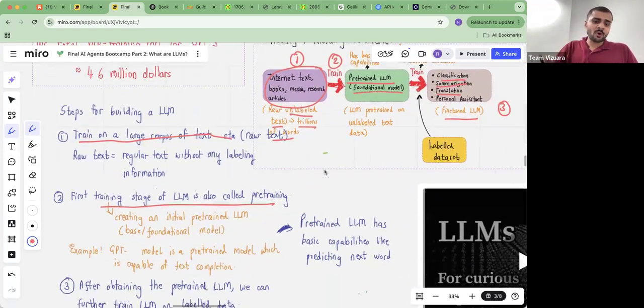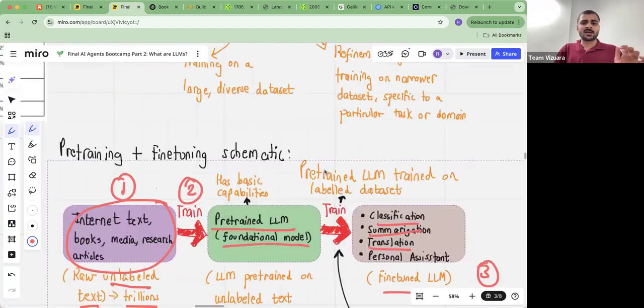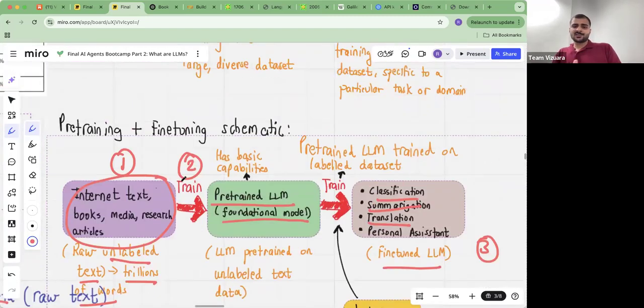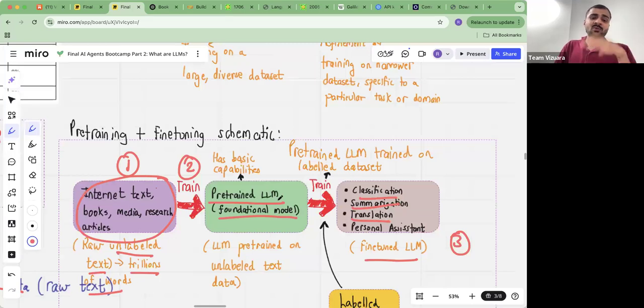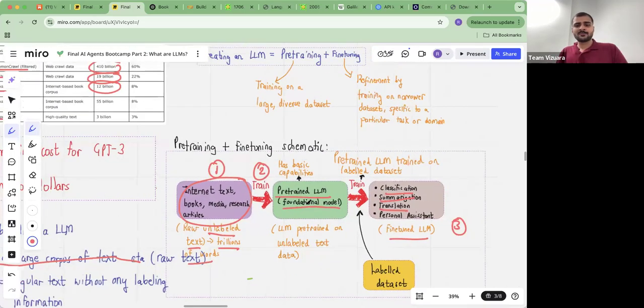When GPT 3.5 actually came out into the market, they did all of these three stages. It's not just a pre-trained model, it's a pre-trained model as well as a fine-tuned model. Only then it's released as a product. All of us interacted with GPT 3.5, I believe in 2022 and 2023. That's a model which is pre-trained as well as fine-tuned. So both of these steps need to be done.